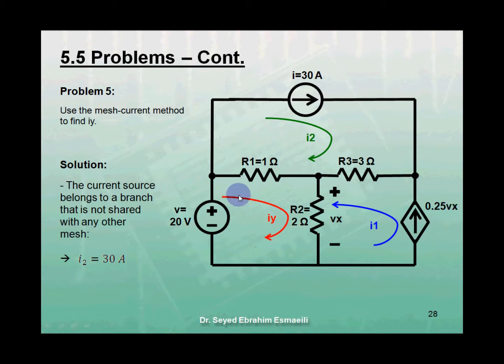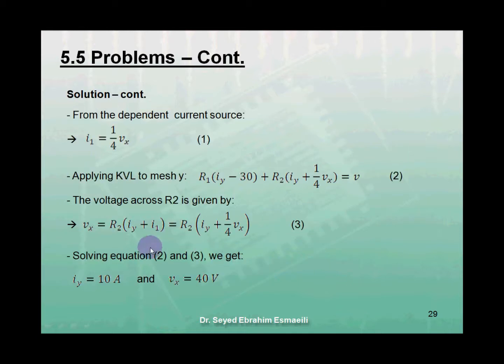Applying KVL on mesh Y, we get minus V plus R1 times (IY minus I2) plus R2 times (IY plus I1) equals 0. And also we have an additional equation for the dependent current source constraint, from which Vx equals R2 times (IY plus I1). Solving these equations, we get IY equals 10 amps and Vx equals 40 volts.